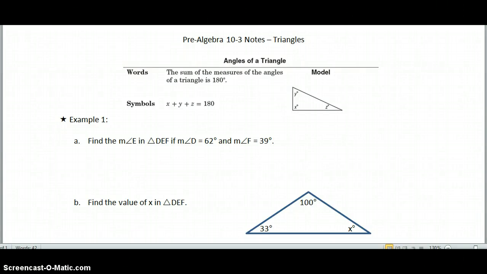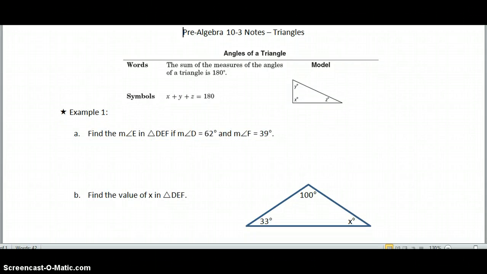We're talking about angles of a triangle. In words, the sum of the measure of the angles of a triangle is 180 degrees. In symbols, that would be written: each angle. Here we have angle x degrees, y degrees, z degrees. Each angle adds up to equal 180. The sum of the angles of a triangle equals 180 degrees. Let me show you with an example problem how you will use this.